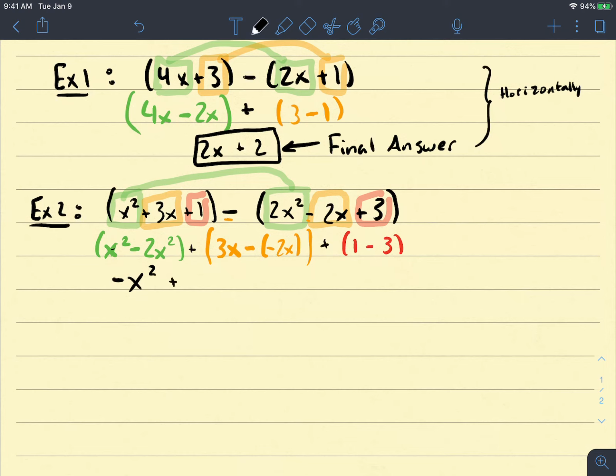Plus, and right here it's 3x minus negative 2x. Minus a negative is always going to become plus. So 3x plus 2x becomes plus 5x. And then 1 minus 3 is going to give us a negative 2, so we're just going to write minus 2. And that's it. This is our final answer.